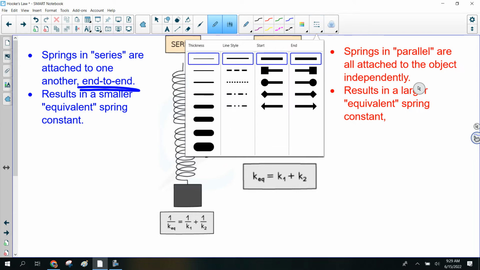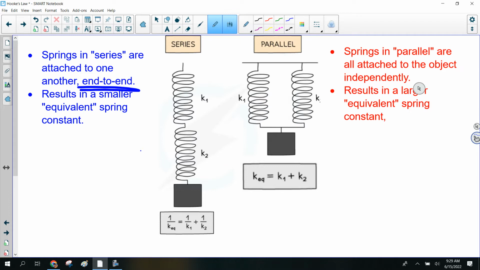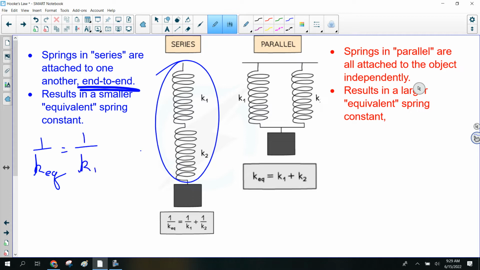Suppose we wanted to treat this as one big spring. Then that one spring would have to have an equivalent spring constant that satisfies this equation: 1 over K equivalent is 1 over K1 plus 1 over K2. Usually you'd know K1 and K2, and then you would do algebra and solve for K equivalent. We'll do an example of this in a minute.